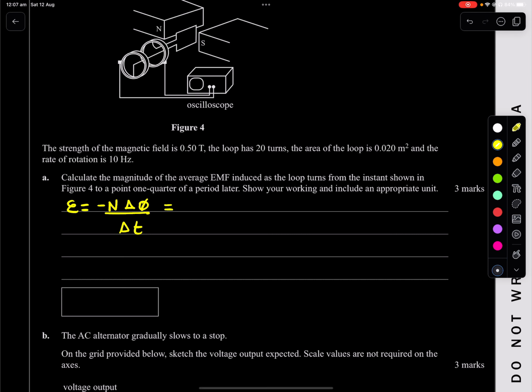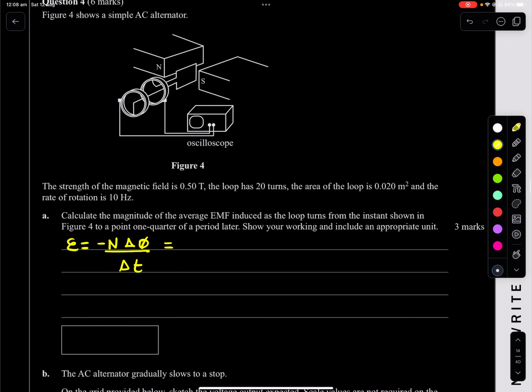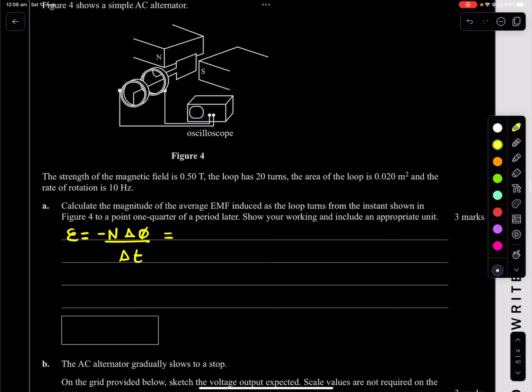Well, we know the N value, forget about the negative, but the N has 20 loops. We know it's 20. Your magnetic flux is pretty much your magnetic field times your area. So our area here is 0.020 times your magnetic field, 0.5, all over your change in T.